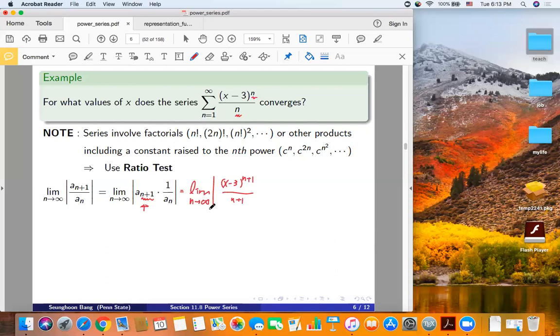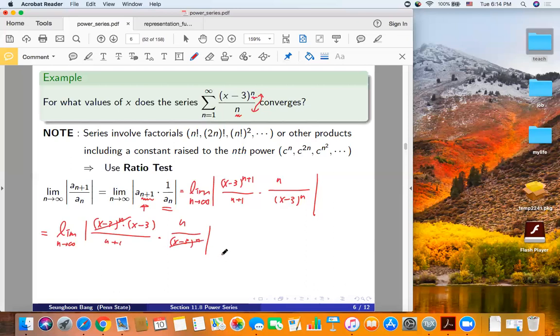So we have the absolute value of x minus 3 to the power n plus 1 over n plus 1, which is a sub n plus 1, times 1 over a sub n. What's 1 over a sub n? The reciprocal of a sub n. So we have n over x minus 3 to the power n. So what's the next step? This is the same as the limit as n approaches infinity of the absolute value of x minus 3 to the power n times x minus 3, first numerator, over n plus 1 times n over x minus 3 to the power n. So what happens? x minus 3 to the n is crossed out. The remaining thing is the limit as n approaches infinity of the absolute value of x minus 3 times n over n plus 1.